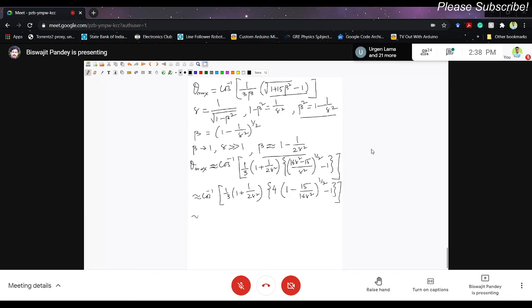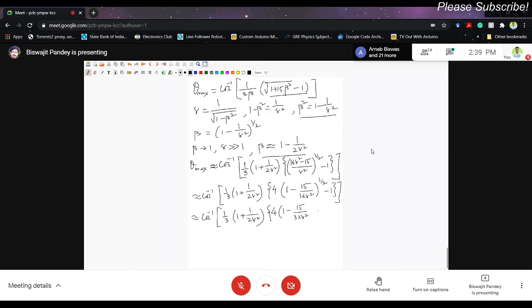Okay, I'm doing all the steps here. Cos inverse, this will be 1 by 3. Maybe, okay, I'm not skipping any step. 2 gamma square, and then multiply it, I think, yeah, to the power half. So what shall I do? We can write it as 4 into 1 minus half of that. So 1 minus 15 by 32 gamma square.